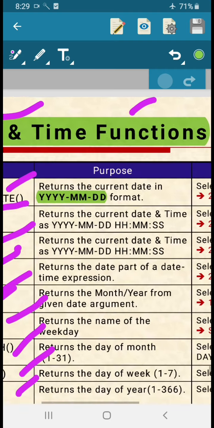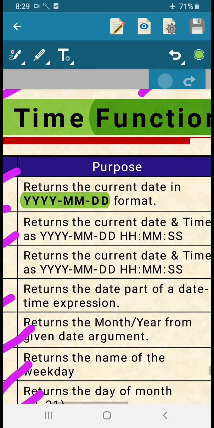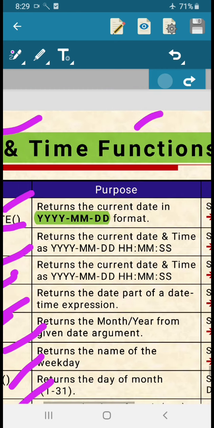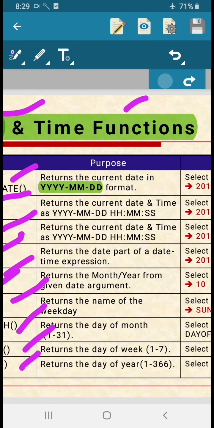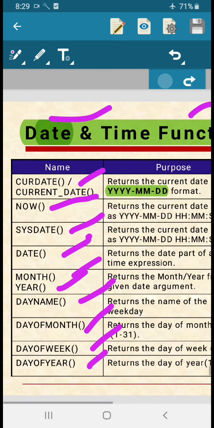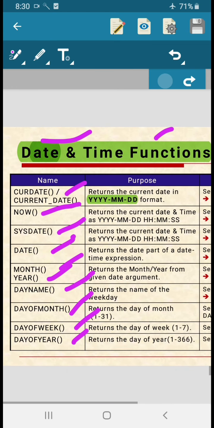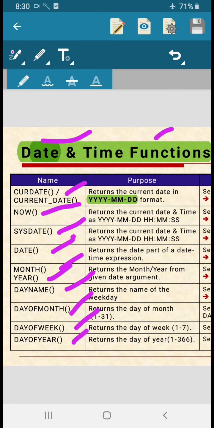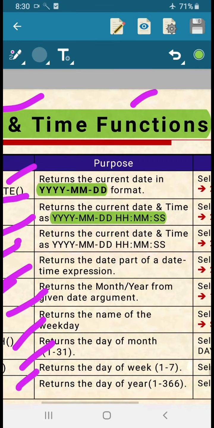Year, remember this one: year, 4 digits, month followed by day. This is the value you have to remember for date and time. This is the important point you have to note down, students, right? So it displays in the form of, wait, I'll show you with the highlighted thing. This is the highlighted one: 4 y's, 2 m's, dd followed by hours, 2 digits, minutes and seconds.